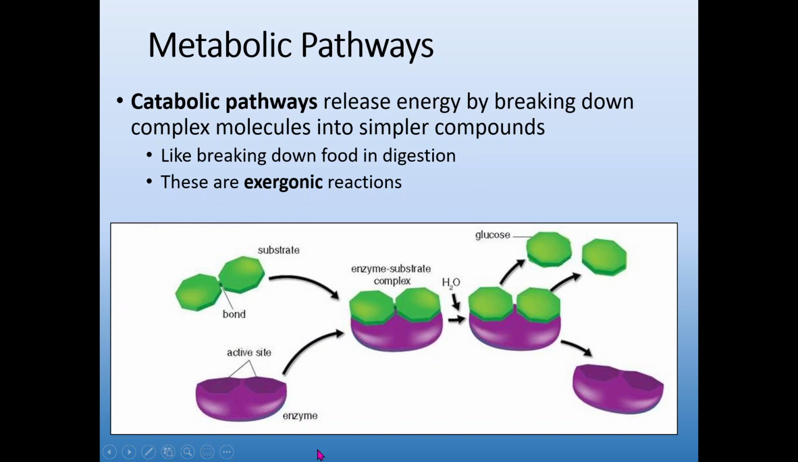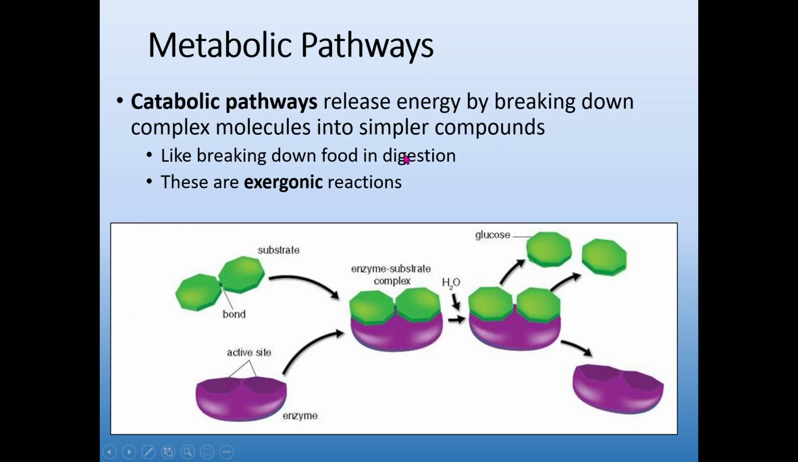This example is showing you sucrose, which is two bonded pieces of glucose. This is a larger molecule, not a particularly complex one, but it is something our body does. It binds to its enzyme. That enzyme breaks that bond. It releases energy. And our product are two smaller glucose molecules.